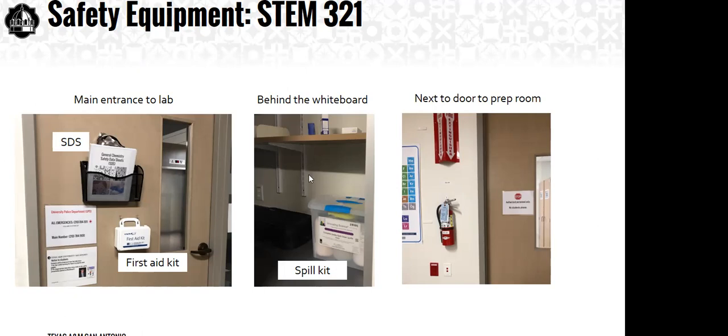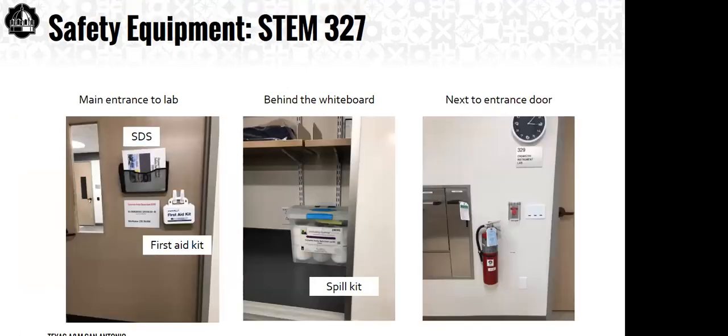Behind the whiteboards in the front of the room is going to be our spill kit. So if a chemical spills, that's where we're going to find what we need. And next to the prep room is going to be the fire extinguisher. Again, all of these things you should never have to use, but you should know where they are in the extremely rare case that you do have to use them. And that's a different room, so we don't need to worry about that.